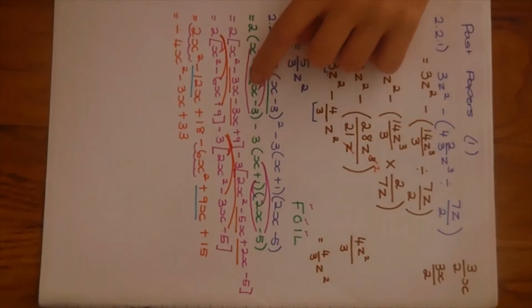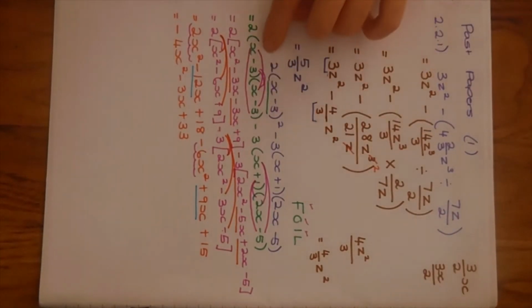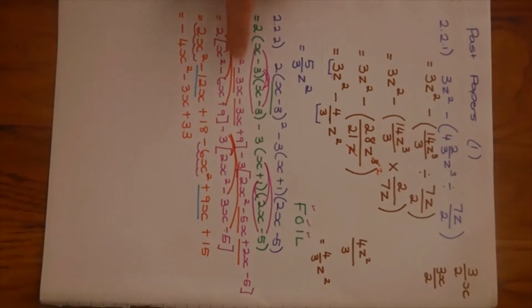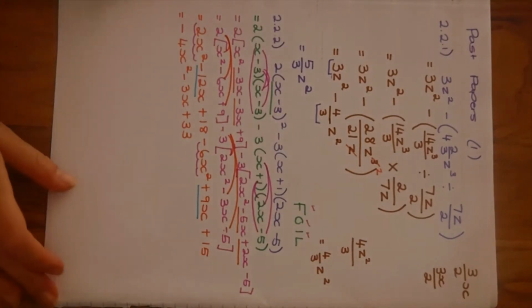But before I could FOIL these, I noticed that there's numbers in front here. So I'm going to leave it in a bracket. I'm going to FOIL, add up the like terms, and then only multiply the number in. After I've done that, I go and I add up my like terms. Okay, I know it's quite difficult, but the more you practice, the more you will understand.